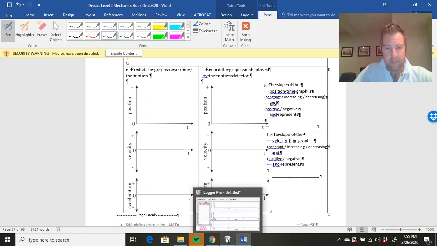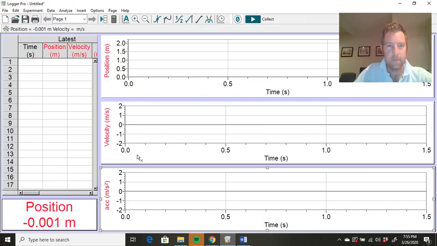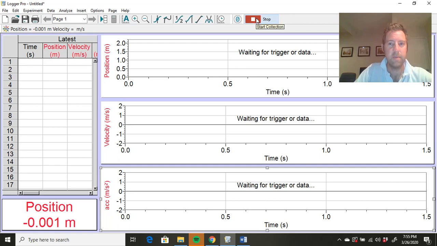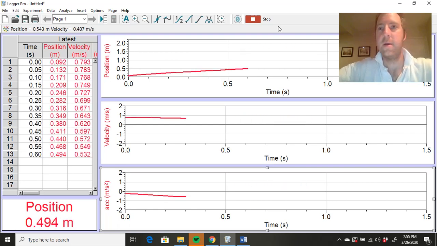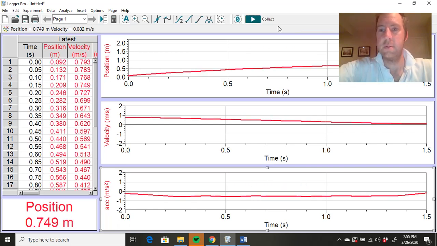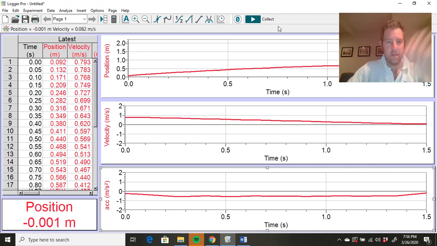Right, so let's run this experiment. Hopefully you've done your predictions. I've got this ready to go. I've got it on trigger, which means it just goes automatically. And I'm going to go now. Stop. Oh, beautiful. Right, let's zoom in on these graphs.